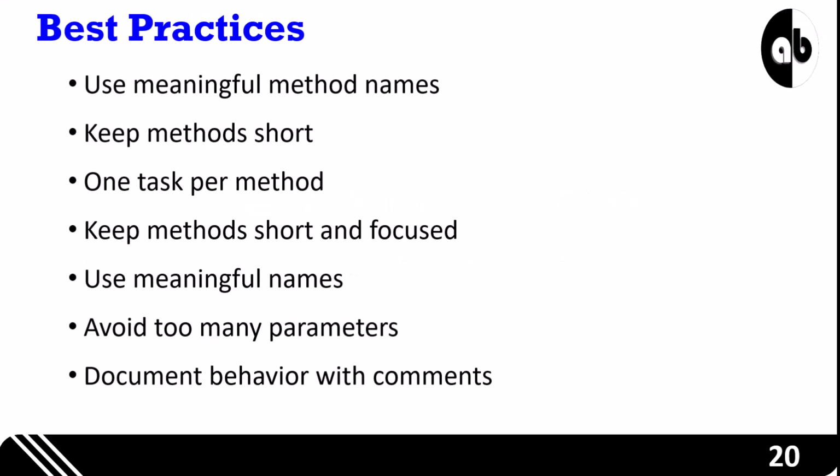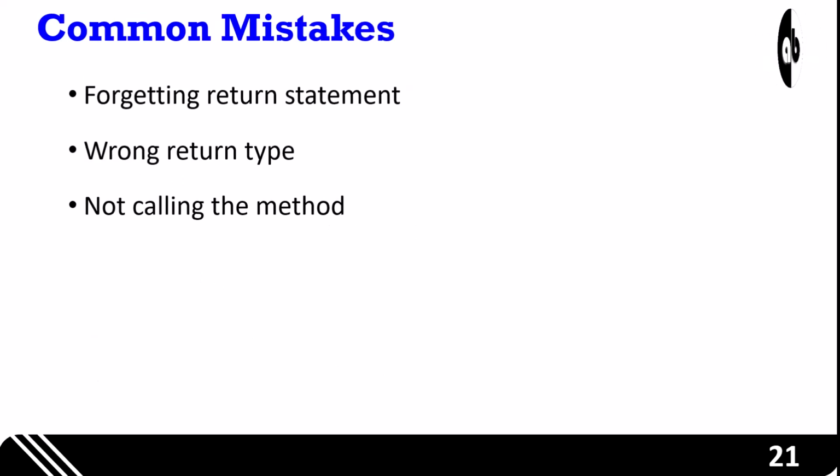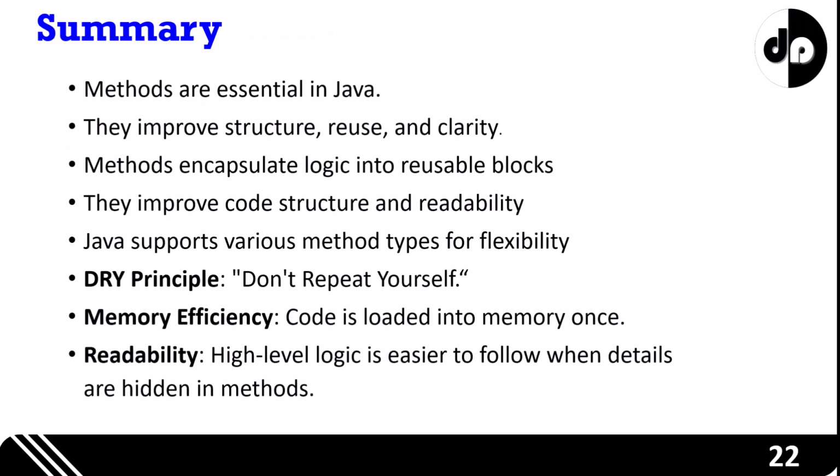Best practices. Some of the best practices while programming, which save the programmer from his own code. Use meaningful method names. Keep methods short. One task per method. Keep methods short and focused. Use meaningful identifier or variable names. Avoid too many parameters. Document behavior with comments. Common mistakes. Watch out for common pitfalls like forgetting your return statement or using the wrong return type or not calling the method.